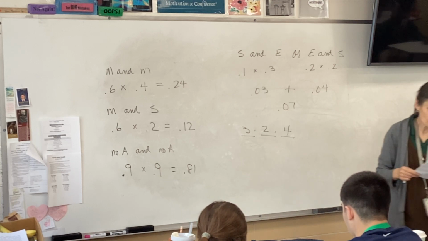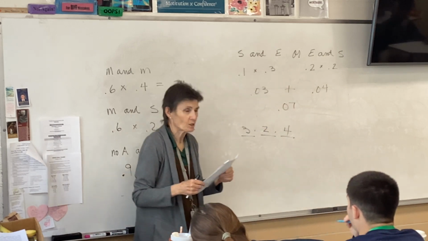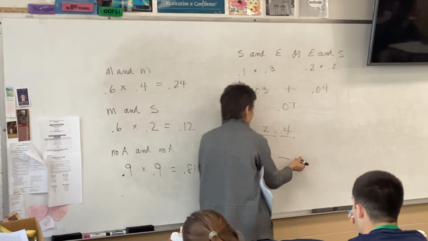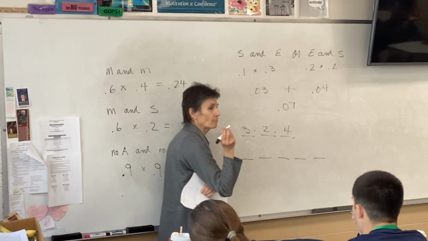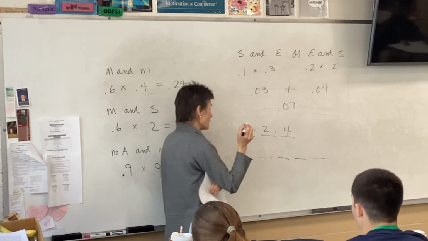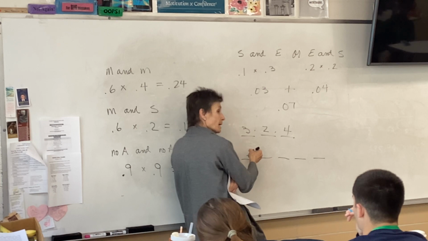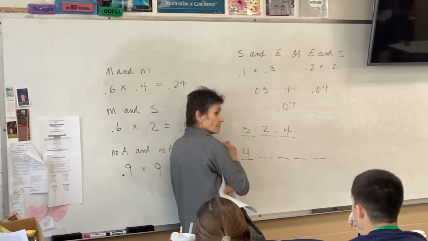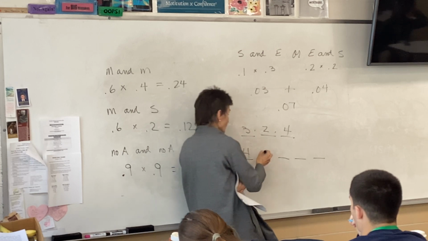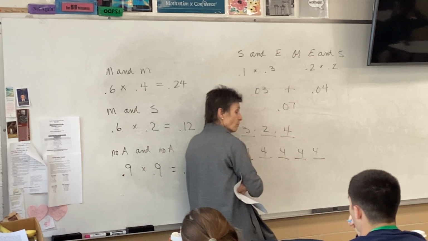How many ways can you answer 5 multiple choice questions if each question has 4 options? So here is your test. How many choices do I have for my first question? A, B, C, D, I have 4. How many choices do I have for my second question? 4. What am I going to do with all these 4s?